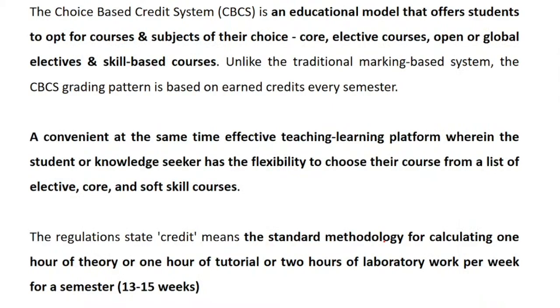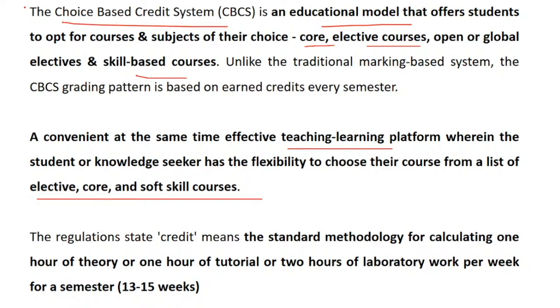Okay. Then the next one you have is the choice-based credit system, which is basically an educational model that offers courses and subjects of the choice of the students, divided into core, elective, which is open or skill based. So this is again a convenient way of teaching and learning, wherein the students have a choice from various options. In the 2021 cycle there was a very simple question on the full form. So please remember it. Sometimes you know it, but during the examination you go blank. So it is choice based credit system.